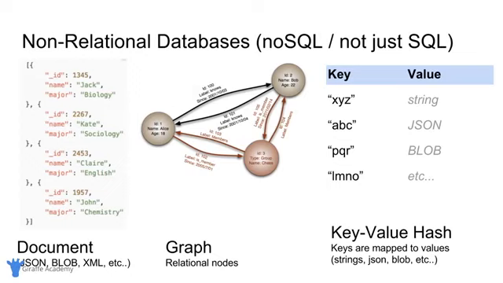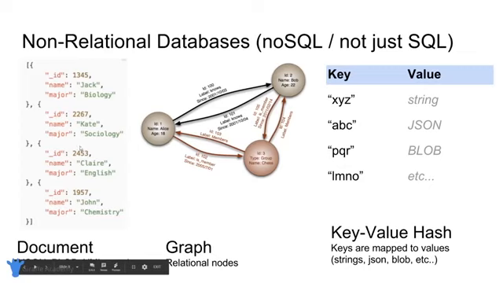So now let's talk a little bit about non-relational databases. A non-relational database is just anything that's not relational. So a non-relational database stores data in anything but a static table. I'm showing you a couple different examples of non-relational databases and how they would store data.